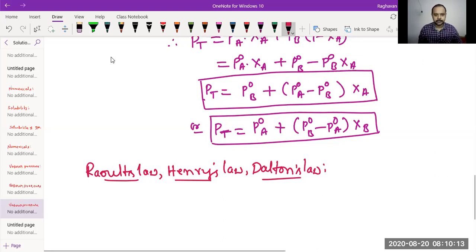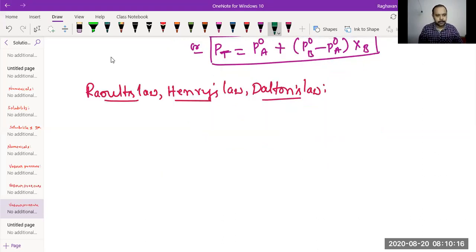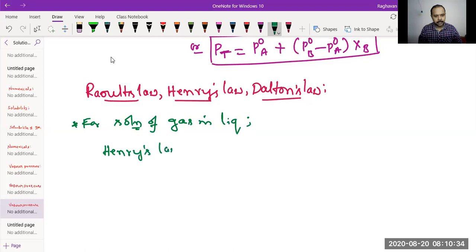How is that exactly? For a solution of gas in liquid, Henry's law: the partial pressure of the gas is equal to KH, the Henry's law constant, into the mole fraction of the gas, correct? KH, Henry's law constant.